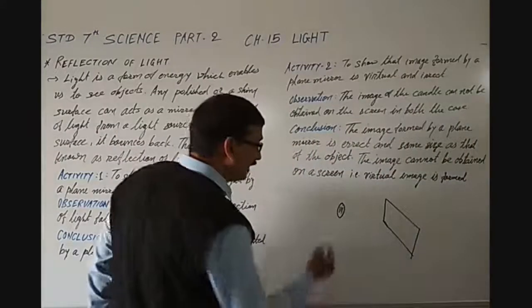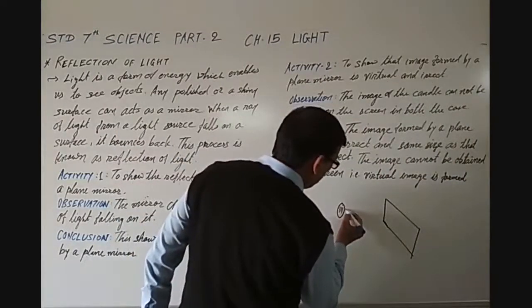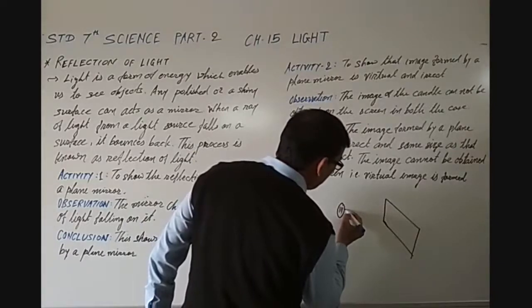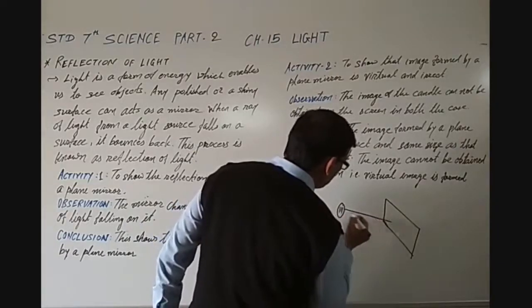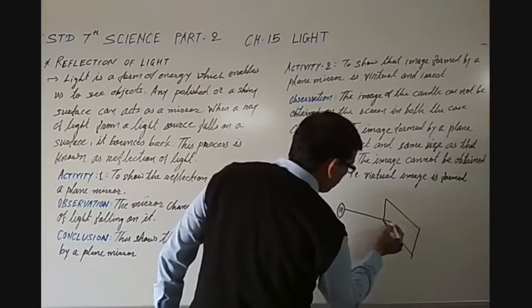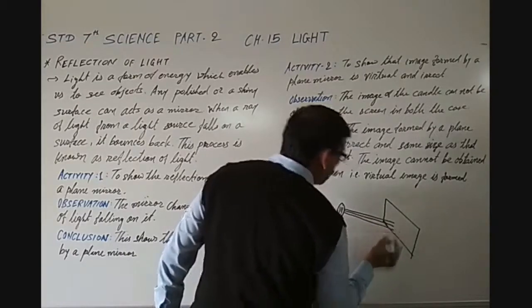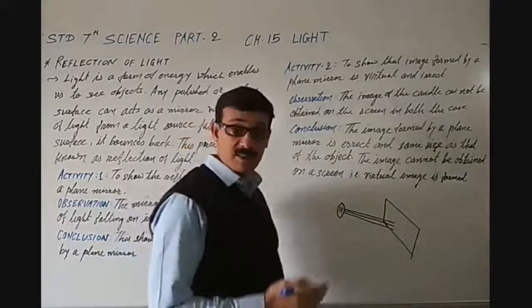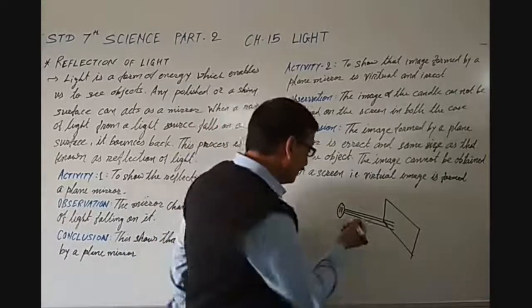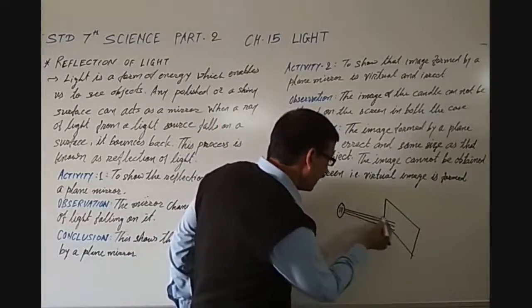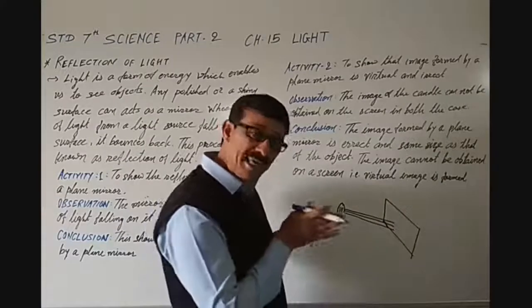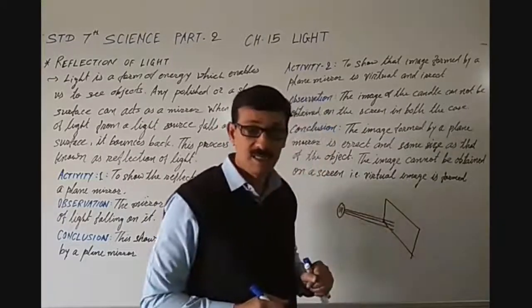So we have to direct the light on the mirror. Suppose this is 1, 2, and this is 3. So this is the beam. See, 3 slits are there. That is why you will find 3 beams are there. And we have to direct it to the mirror, isn't it?